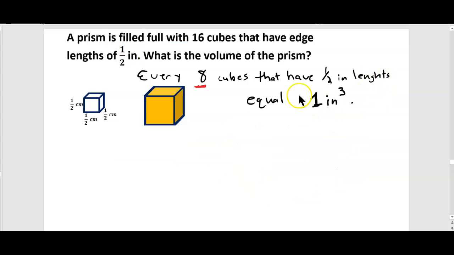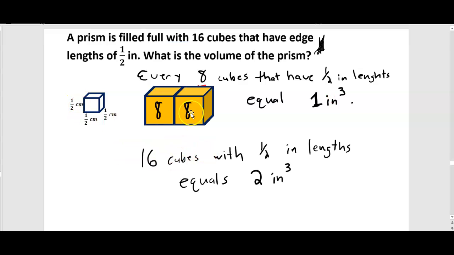Or we could also look at it this way. Every 8 cubes that have 1/2 inch length equal 1 cubic unit, unit cube, whatever the units are. They have to be the same, of course. So that's 8 and 8, 16. So 16 cubes with a ½ inch length equals 2. So the volume is 2 cubic inches in this case, given that, of course, these are inches and not centimeters.